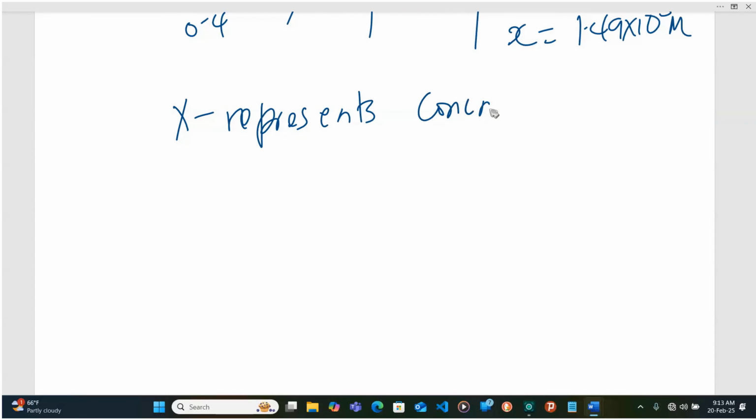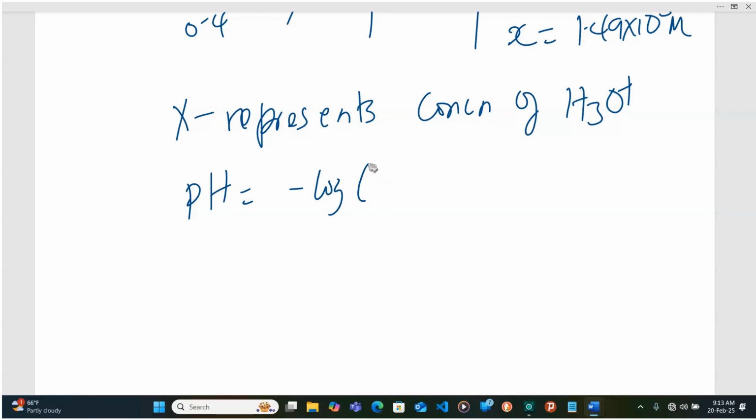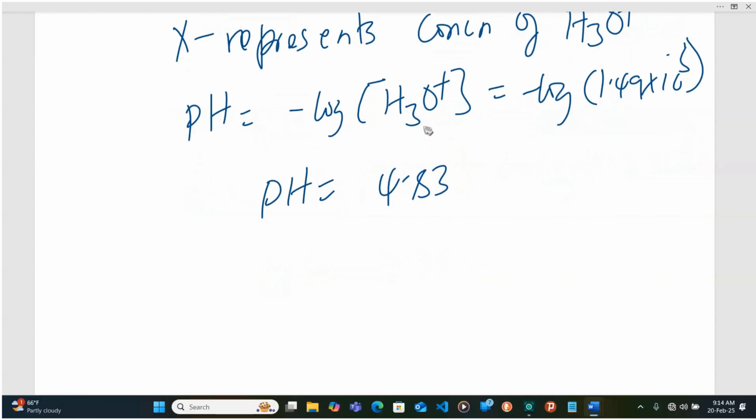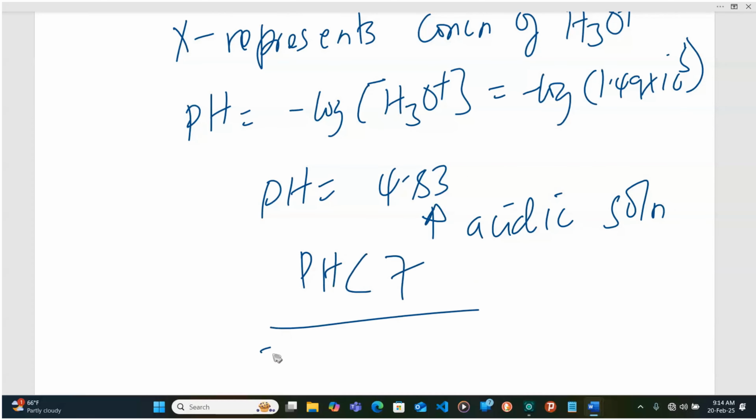So X represents the concentration of hydronium ions, and pH we know is equal to negative log of the concentration of hydronium ions. This is negative logarithm of what? The concentration is 1.49 times 10 power negative 5. So finally pH is equal to 4.83, and this gives you an acidic solution because pH is less than 7.